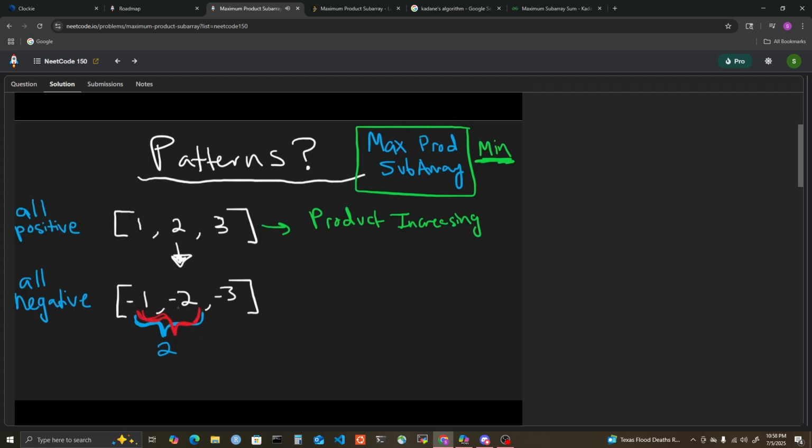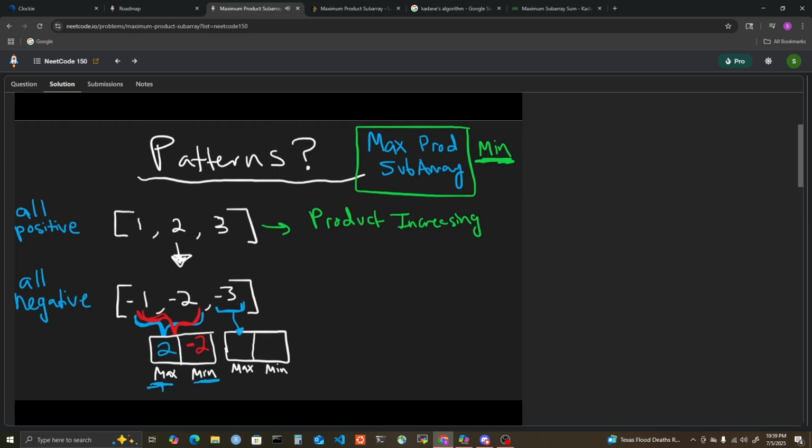And what do we know about the minimum? What's the minimum product subarray of these 2? It's going to be negative 2. So I'm going to keep track of both positive and negative. So we have a positive 2 and a negative 2. We keep the max and we keep the minimum. So now when we want to compute the max product subarray when we include this 3, we can compute that using both of these values.